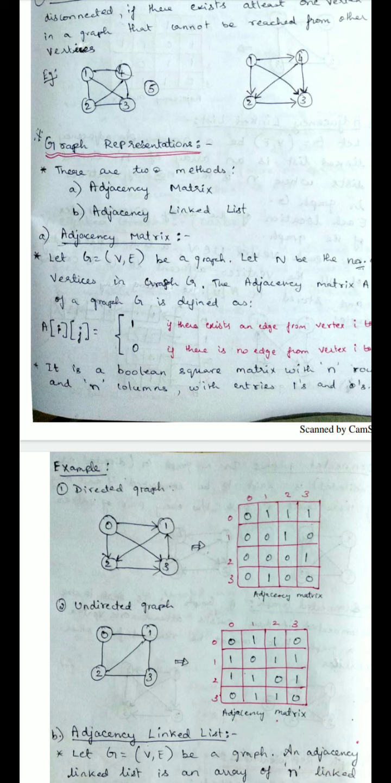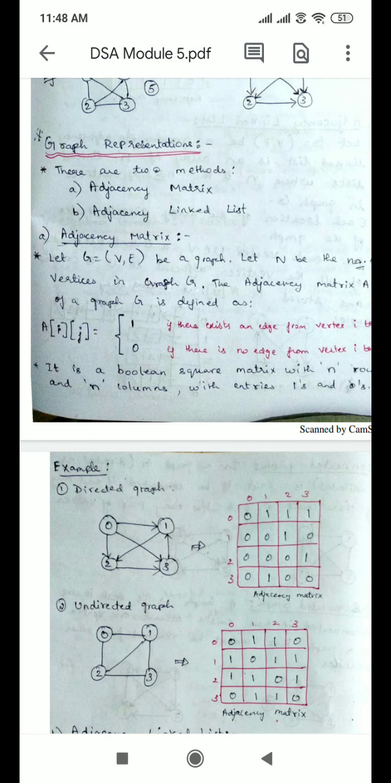Next, 1 to 0 has no reverse connection, only an incoming edge, hence the value is 0. 1 to 1 has no self loop, so 0. 1 to 2 has an edge, so 1. 1 to 3 has no edge, only an incoming edge, so 0. Similarly 2 to 0, 2 to 1, and 2 to 2 have no edges, so those values are 0. 2 to 3 has an outgoing edge, so 1. Similarly 3 to 0, 3 to 2, and 3 to 3 have no edges, and 3 to 1 has only an incoming edge, so those values are 0. This is how you represent a directed graph.